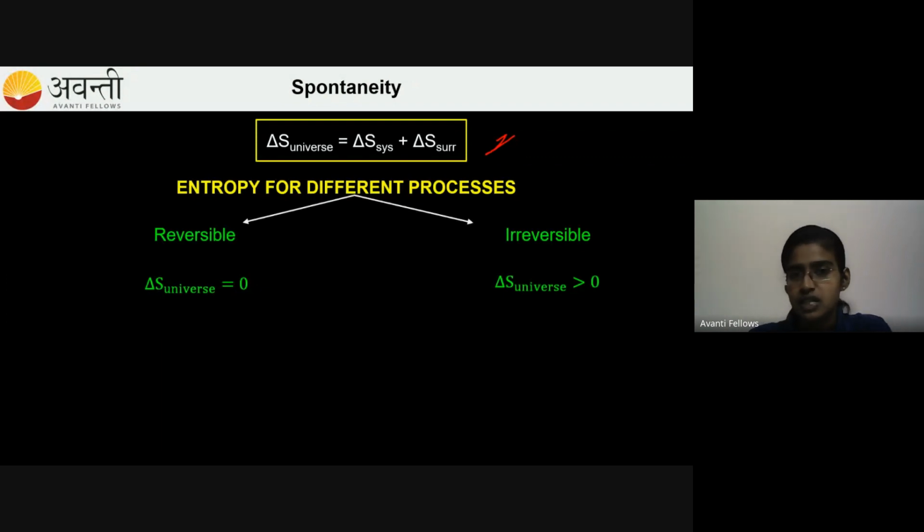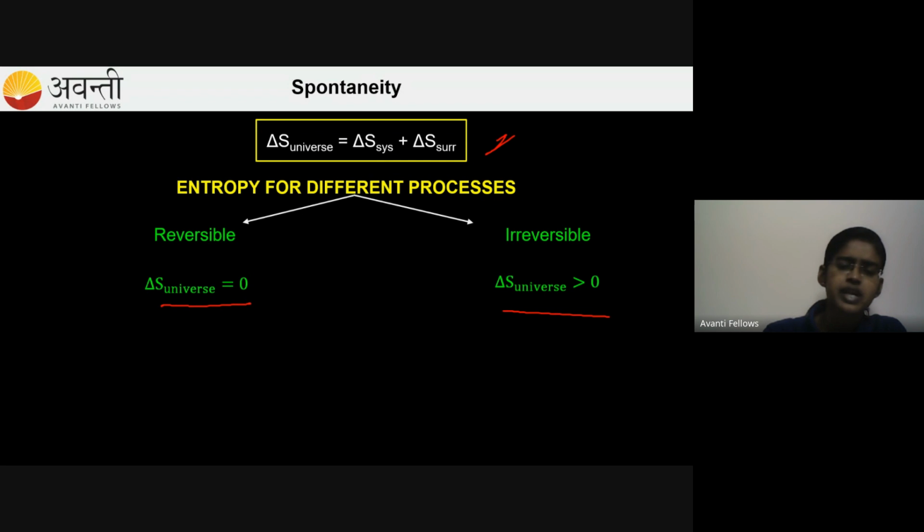So I am discussing the thermochemistry part. Once I finish this theory part, I will go with the problems. Now I am doing spontaneity. Now, the entropy for different processes: we have two different processes, one is reversible and the other one is irreversible. For a reversible process, delta S is equal to 0, but for irreversible, it is greater than 0. Just to keep in mind, these points are very important.